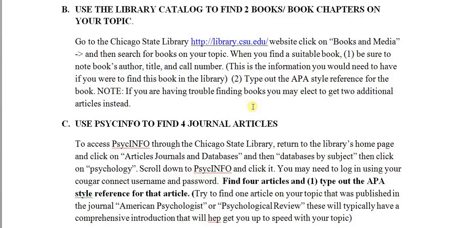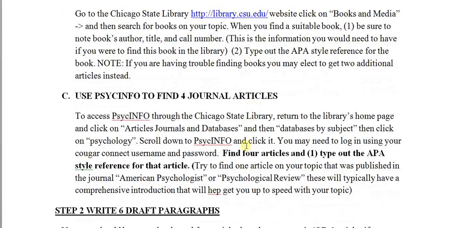Your sources need to be different for each group member. And you're going to need 6 of them. If you can't find books or book chapters, that is okay. You just get 2 additional journal articles. Okay. I give you some example articles in here. There are example journals that are useful: American Psychologist, Psych Review. These are journals that are going to give you comprehensive literature reviews.